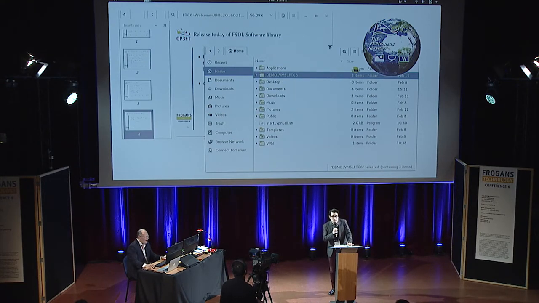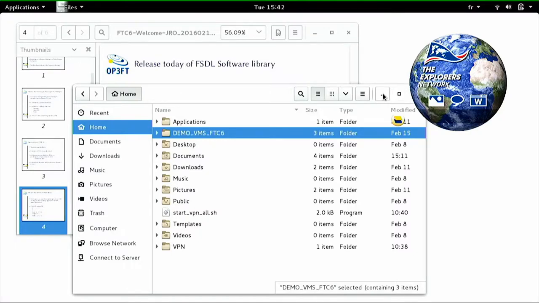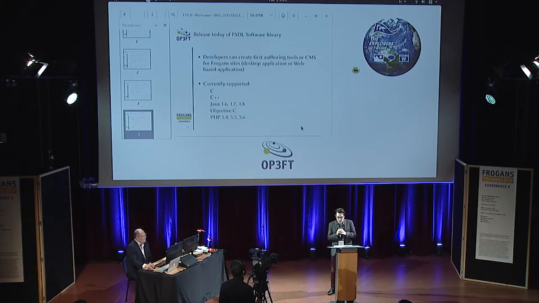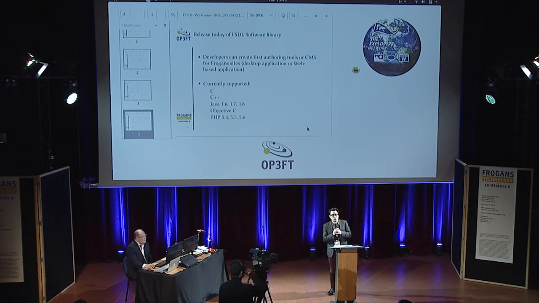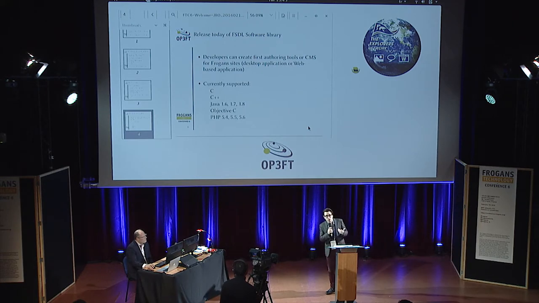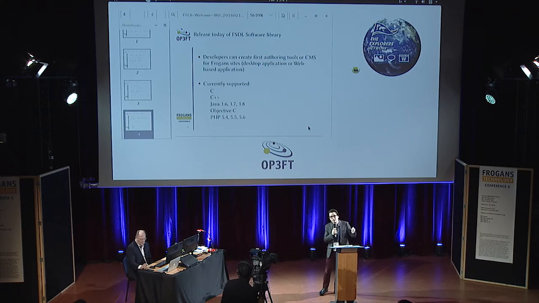But code can be a bit complex. So what we would like to share with you today is that we have a software library, a small component that can be used with most programming languages that exist today in order to create authoring tools. You can upload images, you can manage layers, the stacking of graphic resources of your Frogans site.